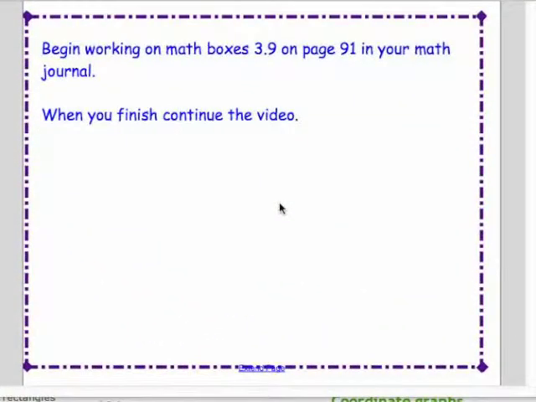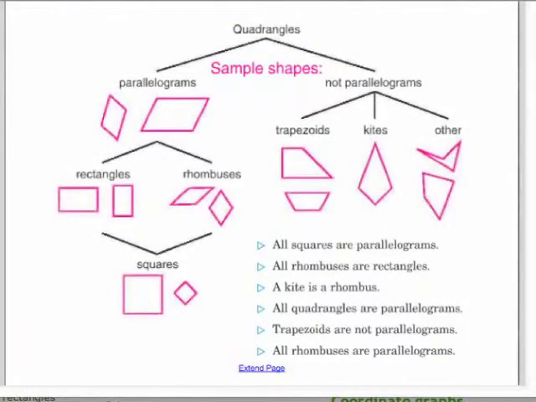Alright, 5M, to get warmed up, go ahead and begin working on math boxes 3.9 on page 91 in your math journal. And after you finish those, you can continue the video.